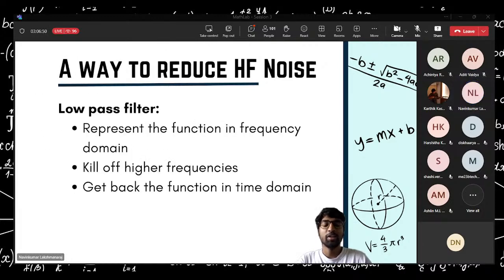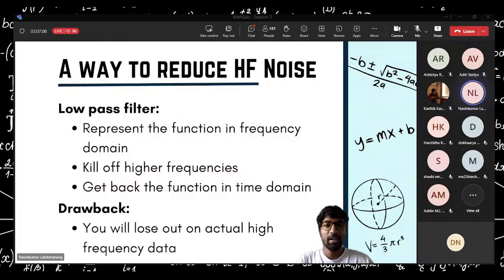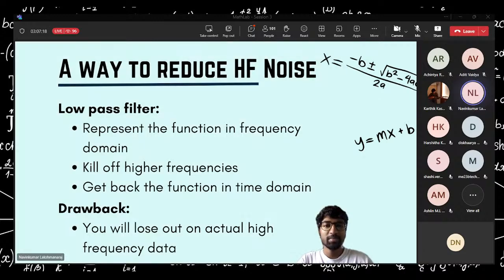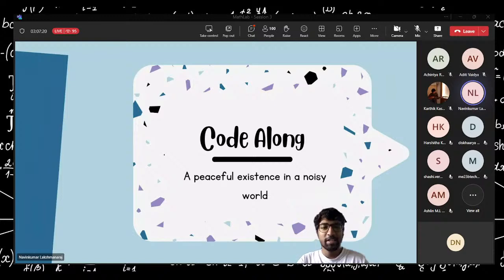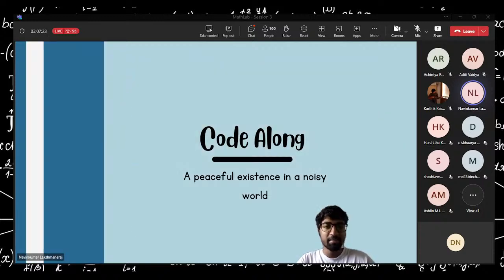So a good algorithm that we can follow is: represent the function in the frequency domain, kill off the higher frequencies, that is, set the amplitude to 0, and perform an inverse Fourier transform and get back the function in the time domain. This is what is known as a low-pass filter and has applications in signal processing. A pretty obvious drawback in this method is you will lose out on actual high-frequency data if they were present in the signal that you are trying to denoise. Now, let's see where such a method could actually find some application.